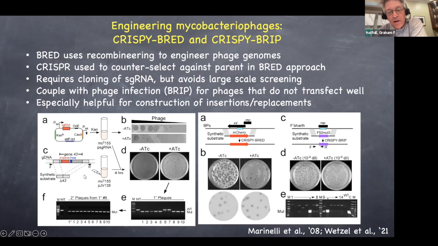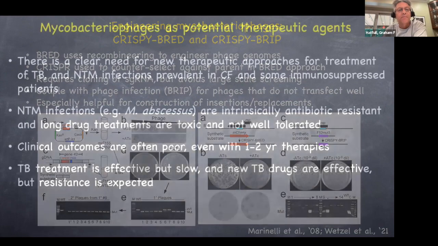And so this can be done using electroporation to introduce the phage DNA. That's not always very efficient for some phages. And so it can be done by infection, where you simply infect the recombineering cells, and then recover the progeny, select with the CRISPR counter selection. And this is particularly useful for constructing more complex recombinants of replacements, insertions, etc.